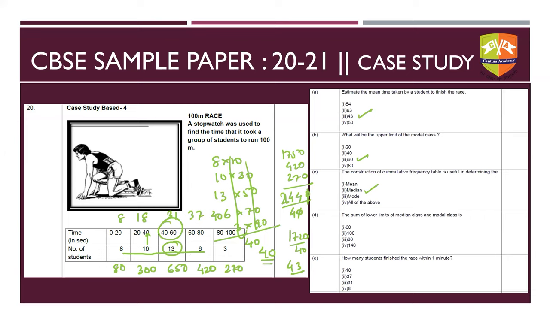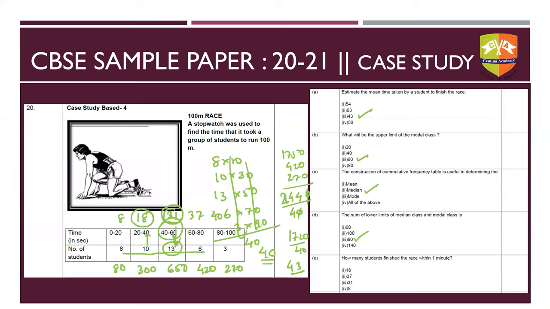And then, right. So hence, median class will be 20. Why? Because 18 is done here. So 20 is less than 31 here. So hence this is the median class. And the median class will have the same lower limit as this thing. So 40 plus 40, 80 is the right answer.